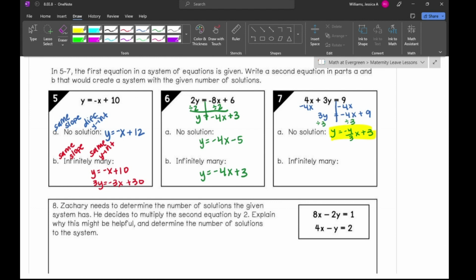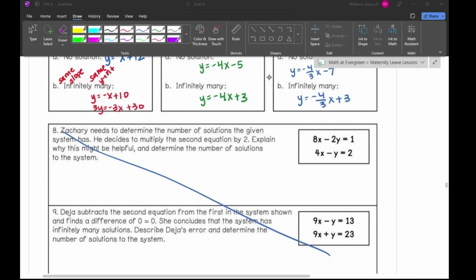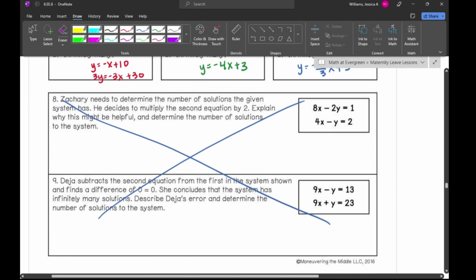Alright, so none could be y equals negative 4/3 x. Everyone should be that exact same, but this last part would be different probably. It would just be anything besides plus 3. So it could be plus 12, plus 6, plus 2, or minus 7, minus 3, minus 12. Okay? And then infinitely many would be the exact same equation. Okay? Awesome. And then we're not going to do this last part of the notes.